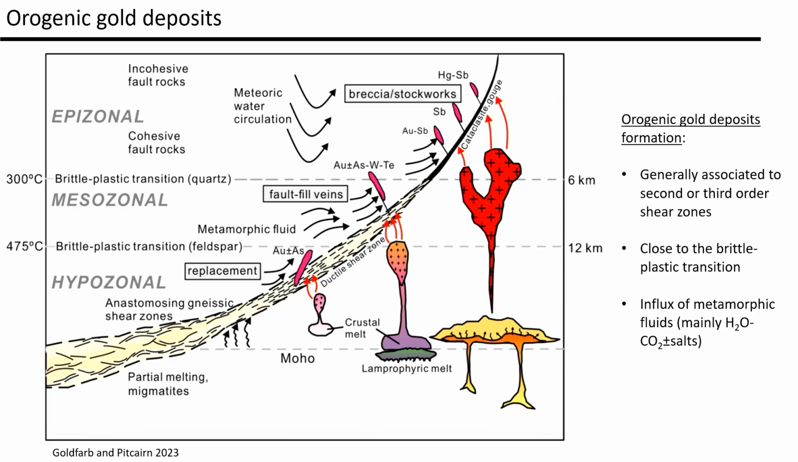So first of all, I will just do a quick reminder about what we consider an orogenic gold deposit. Generally, they are associated with second or third order shear zones, and they precipitate close to the brittle-plastic transition, and we often imply an influx of metamorphic fluids that are mainly aqueous carbonic with some salts.